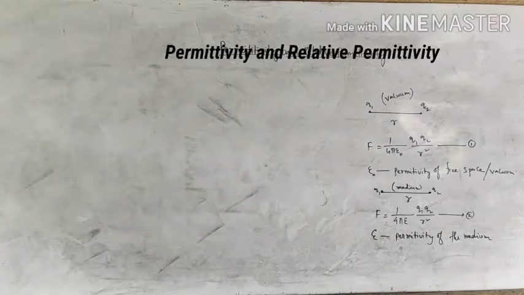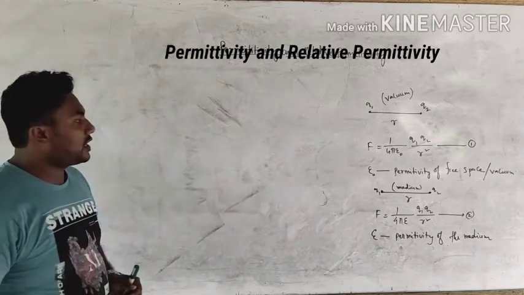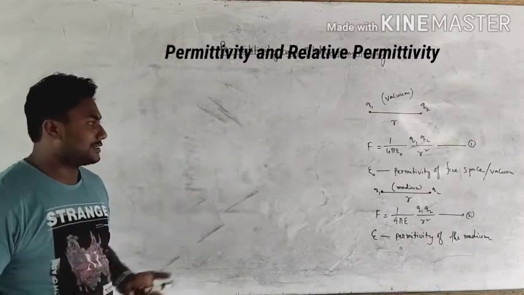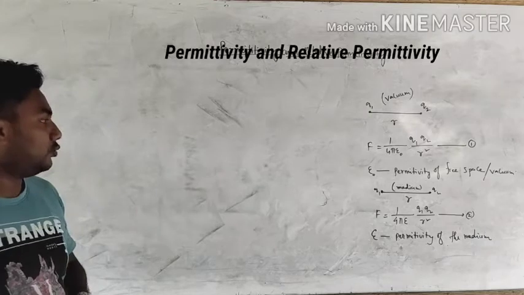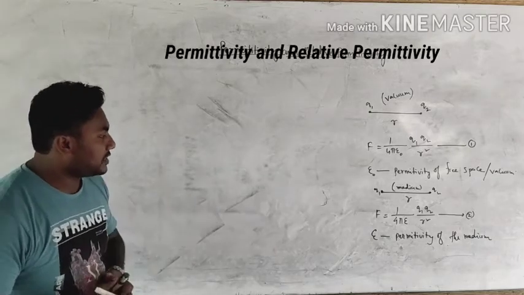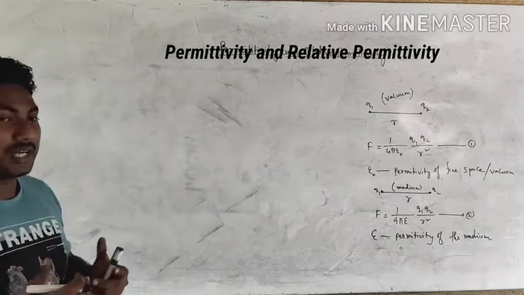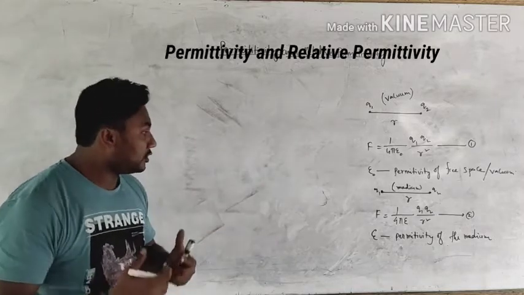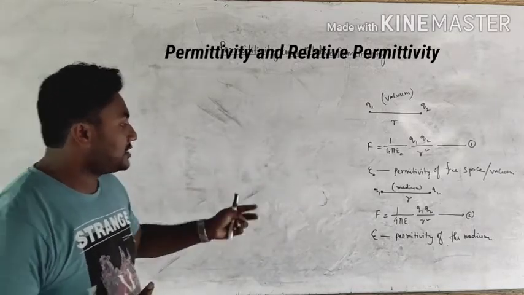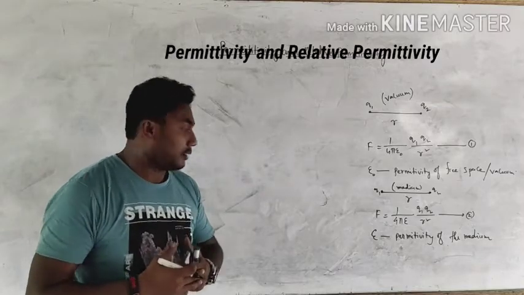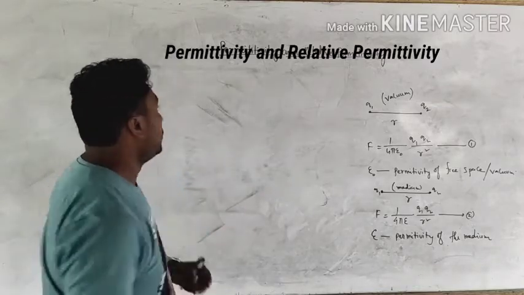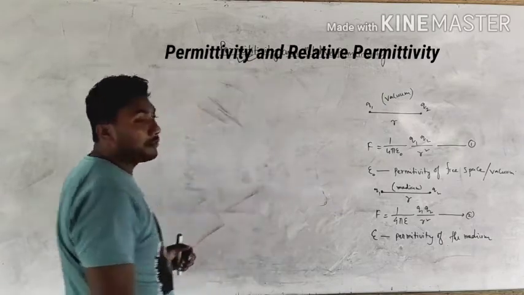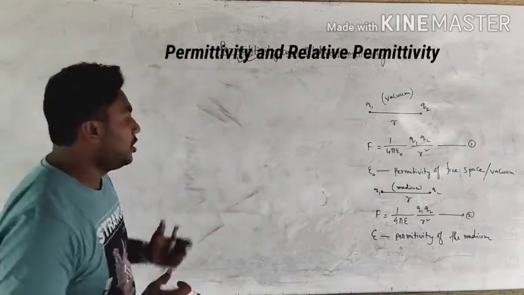In the first case, we have equation number 1 for vacuum or free space or air: F equal to 1 by 4 pi epsilon naught Q1 Q2 by R square. In the second case, when the two charges are placed in a medium, we have F equal to 1 by 4 pi epsilon Q1 Q2 by R square. Epsilon means the permittivity of the medium. So today's topic is permittivity.